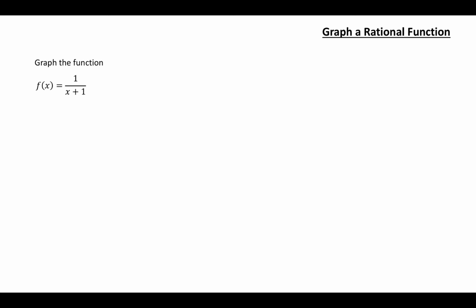Graph the function f of x equals 1 over x plus 1. This is a rational function. In order to graph a rational function, we should first find the vertical asymptotes.